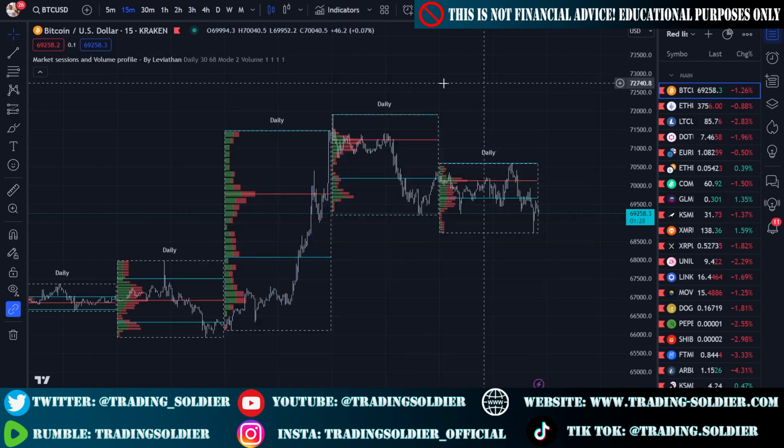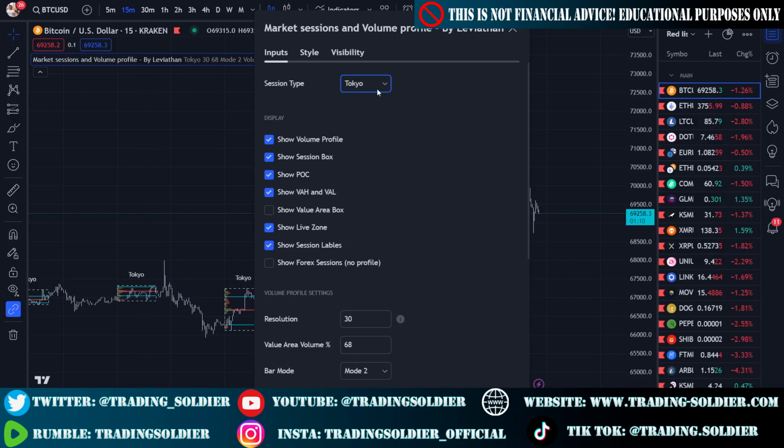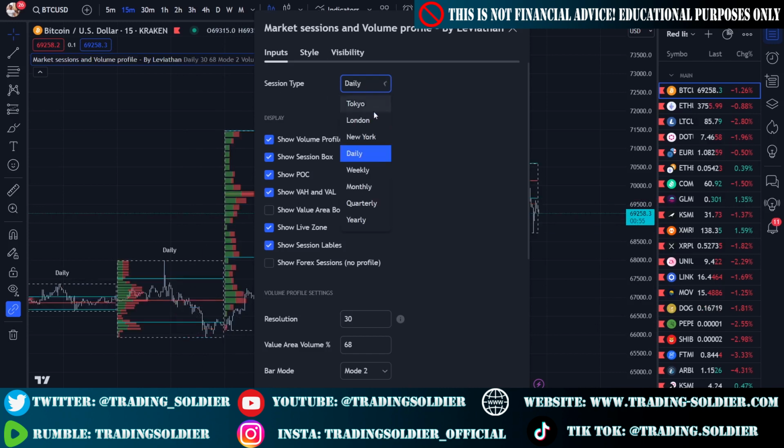And the first thing that we are going to do is go to the settings of this indicator, because we need to change a few things. The first thing I want to choose is that you can choose between showing the actual market sessions. You can switch from the Tokyo session to the London session to the New York session, if you trade based on your sessions. But for the sake of this video, I'm going to use the daily session type. The daily session type is mostly for day trading positions, so positions that you open in one day and close the same day.